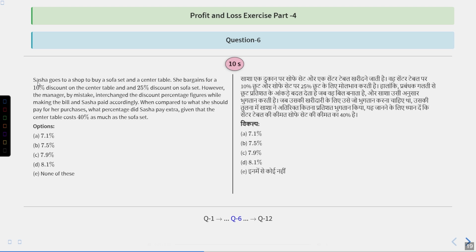Next one. Sasa goes to a shop to buy a sofa set and a center table. She bargains for a 10% discount on the center table and 25% discount on a sofa set. However, the manager by mistake interchanged the discount percentage figures while making the bill, and Sasa paid accordingly. When compared to what she should pay for her purchases, what percent did Sasa pay extra? Given that the center table cost is 40% as much as a sofa set.